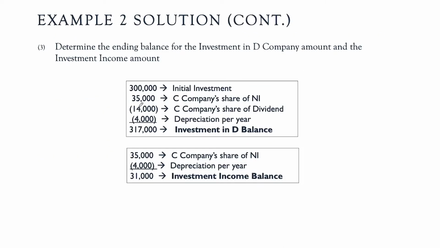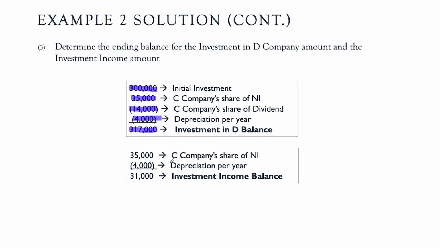So if we take a look at that solution here, again, the initial investment raises it $300,000. C company's share of net income raises it $35,000. C company's share of the dividend lowers it $14,000, and the depreciation per year lowers it $4,000. So we get an ending balance of our investment account at $317,000.